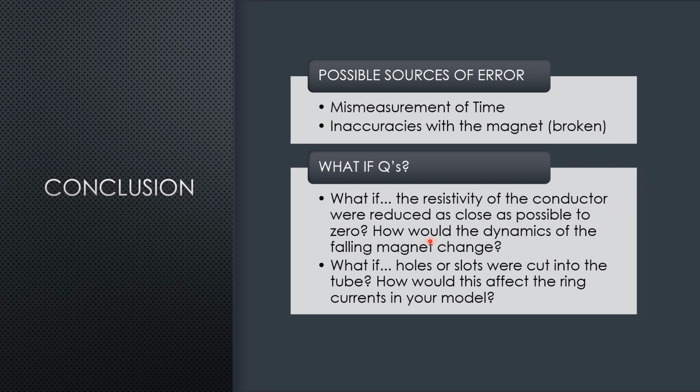And then for our first what-if question, if the resistivity of the conductor was as close to zero, this would cause the current to increase due to Ohm's law, and it would also result in the magnetic field and force increasing, which means it would take longer for the magnet to fall down the tube. And then in the second question, it would be the opposite in this case because the current would decrease, which would cause the force to decrease and thus cause the magnet to fall down the tube quicker.